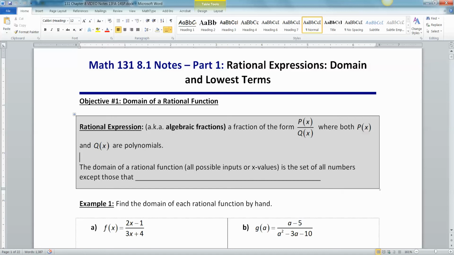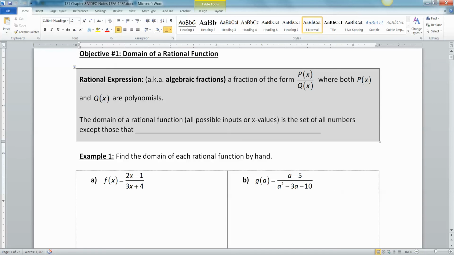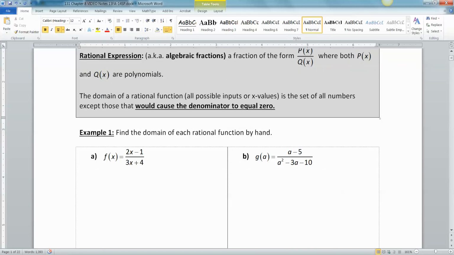Now the domain of a rational function is all possible inputs or x values. So it's the set of all numbers except those that would cause the denominator to equal 0, because that is very, very bad in mathematics. You're not allowed to divide by 0 in algebra.